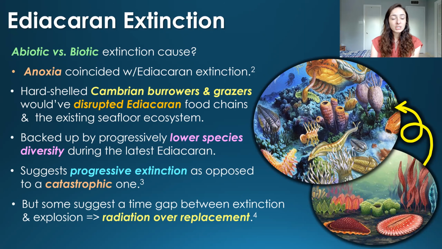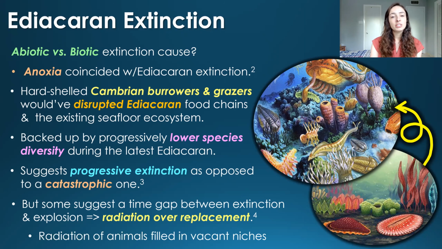But some evidence does suggest a time gap in between the extinction of Ediacaran fauna and the explosion or radiation of Cambrian fauna. So that would suggest radiation over replacement, because you can't have biological organisms competing and outcompeting and replacing others if they haven't even evolved yet. And this theory would suggest that the radiation of the animals in the Cambrian was so widespread because these Cambrian animals were able to fill the empty niches that the extinct Ediacaran fauna left behind.